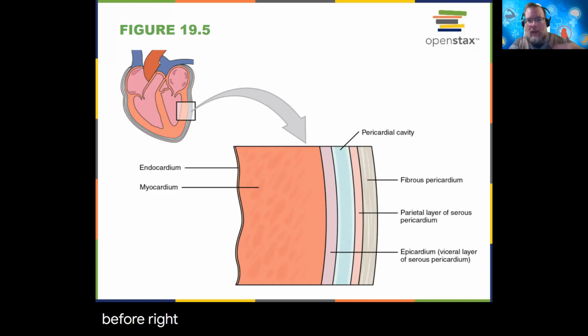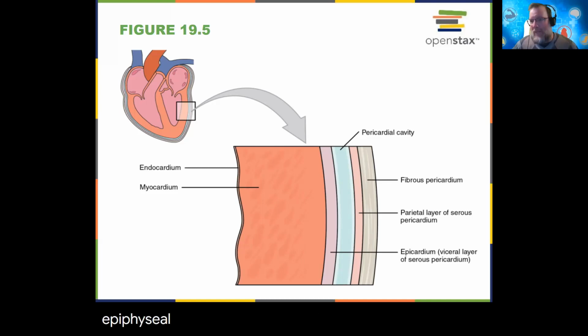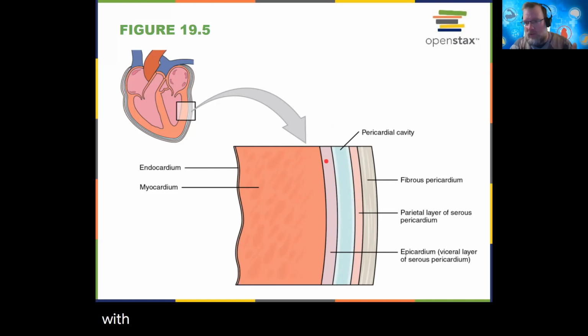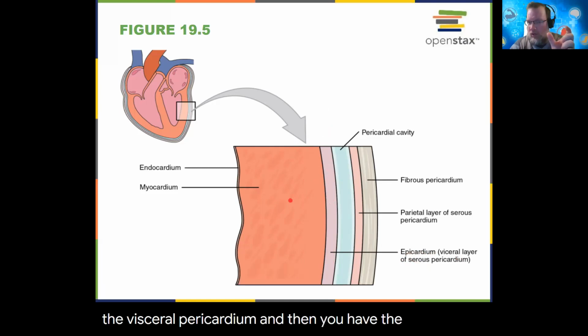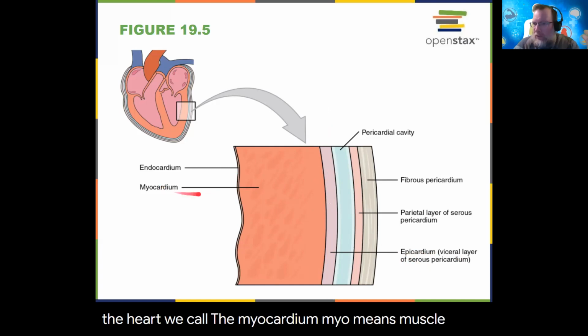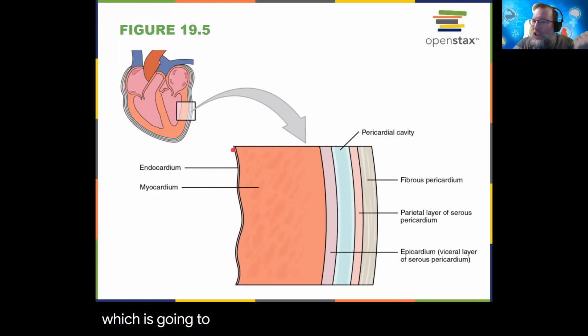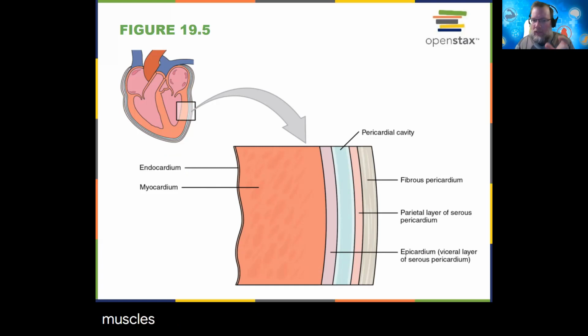We've seen this before, right? Remember epithelium, epidermis, epimysium, epiphyseal, epineurium. Epi means upon. So the epimysium or the epicardium is going to be synonymous with visceral pericardium. They call it the epicardium or the visceral pericardium. And then you have the thick part of the heart we call the myocardium. Myo means muscle, so the muscular layer. And then finally, the innermost layer, the lining of the chamber of the heart, we call the endocardium. Endo means inside of. So the endocardium is the inner lining of the chambers of the heart. And the thick muscle layer is called the myocardium.